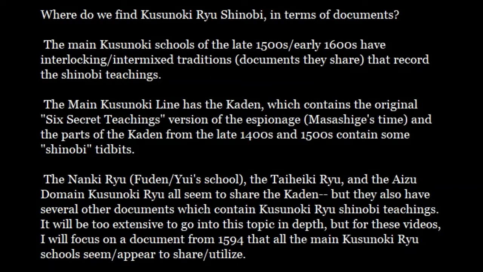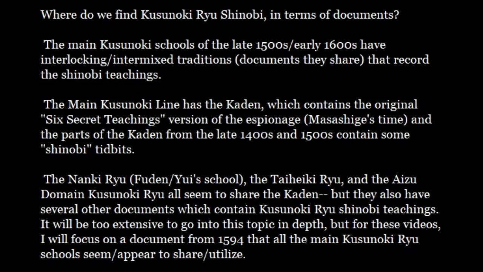So now that we have an idea of how and why the Kusunoki Ryu Shinobi comes about, again that's a very brief overview, but it's a decent overview. It gives you a basic structure. Let's look at the question of where do we find Kusunoki Ryu Shinobi in terms of records and documents.